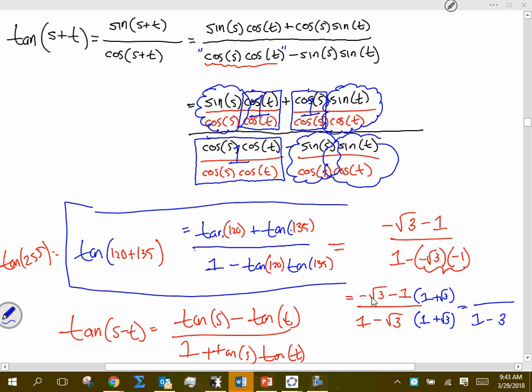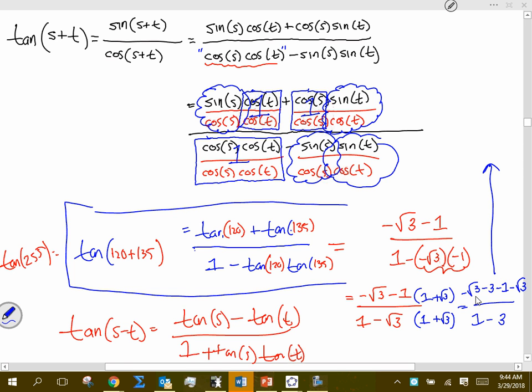Up top, these are not conjugates, so you actually have to do the foiling. Negative radical 3 times 1 is negative radical 3. Negative radical 3 times radical 3 is minus 3. Negative 1 times positive 1 is negative 1. And then negative 1 times radical 3, negative radical 3.